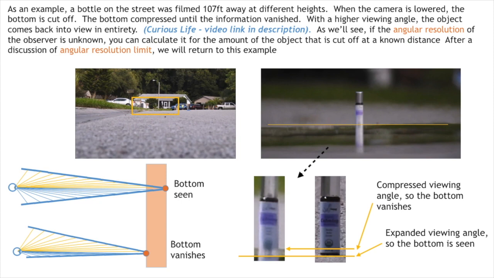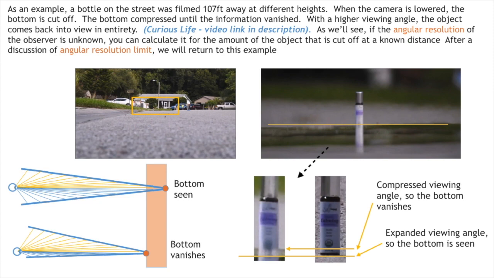As an example, a bottle on the street was filmed 107 feet away at different heights, one being very low to the ground, one being higher up. When the camera is lowered, the bottom gets cut off. The bottom compressed essentially until the information vanished. Again, this happened along a straight road. With the higher viewing angle, the object comes back into view in its entirety. Video link is in the description.